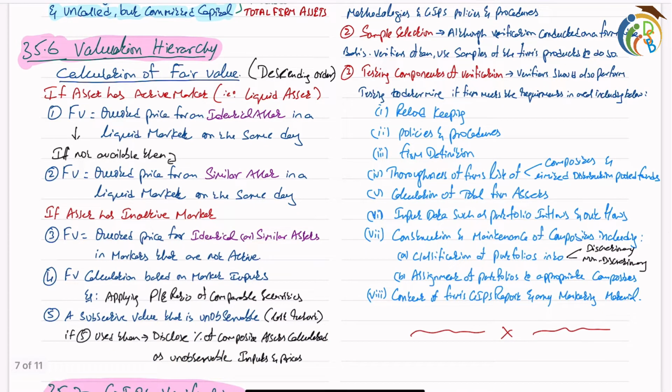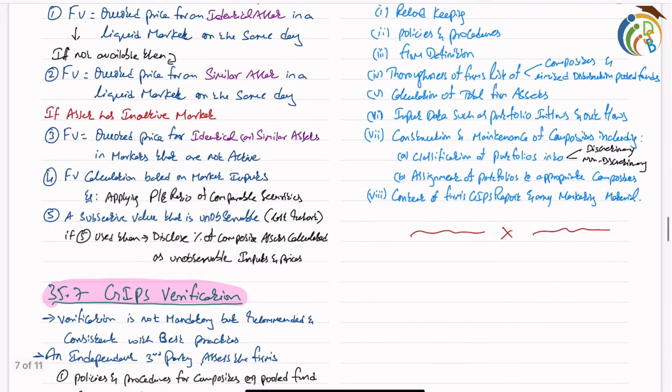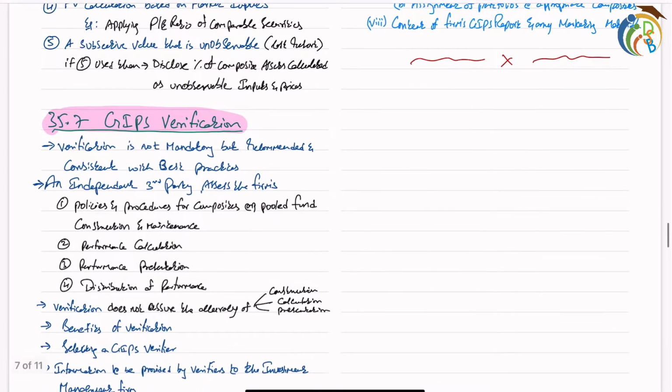Valuation hierarchy. Previously we have seen the fair value, right? So what is a fair value? It is between two knowledgeable persons. But if it is an active market, what kind of prices need to be taken? If it is an inactive market, what kind of prices to be taken for calculating the beginning and ending values? GIPS verification, this is just like an audit.